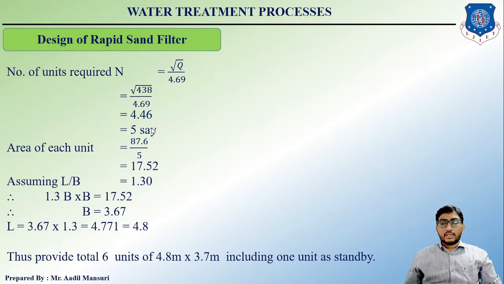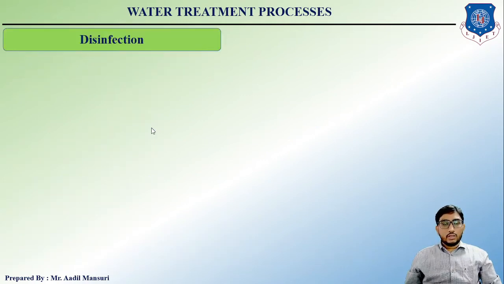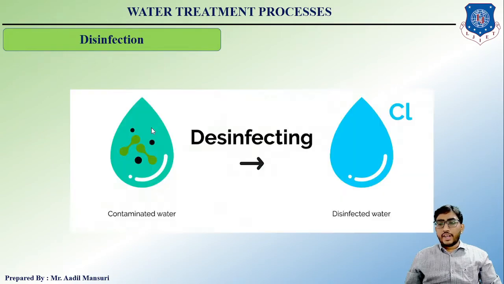Okay, so let us now move ahead. So our next topic is disinfection. Okay, so my dear students, the water which is coming out of the filter, either slow sand filter or rapid sand filter, may contain some bacteria and other microorganisms. Right? Now, some of these may be pathogenic. These harmful microorganisms, which are known as pathogens, must be killed in order to make water safe for drinking.